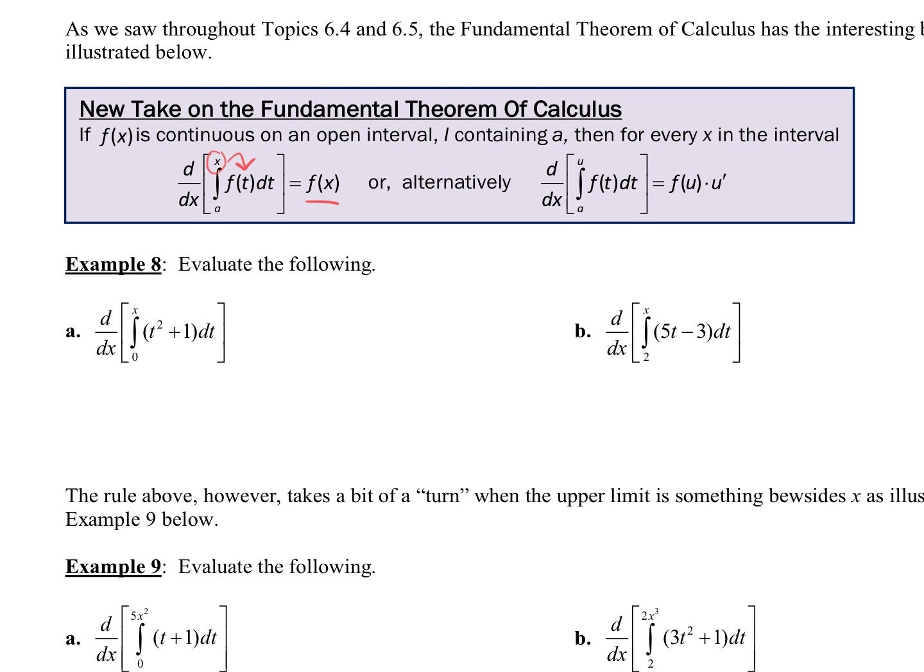Now the only thing that's different for the second formula is that this upper bound is u. So when I plug in u, which is a function of x, like it could be x to the fourth power, it's not just x. So I also have to multiply by the derivative of whatever that upper bound is, okay? For this first one, I'm going to show you a little mini proof of how and why it works, and then from there on out, you should be able to answer the rest of them.